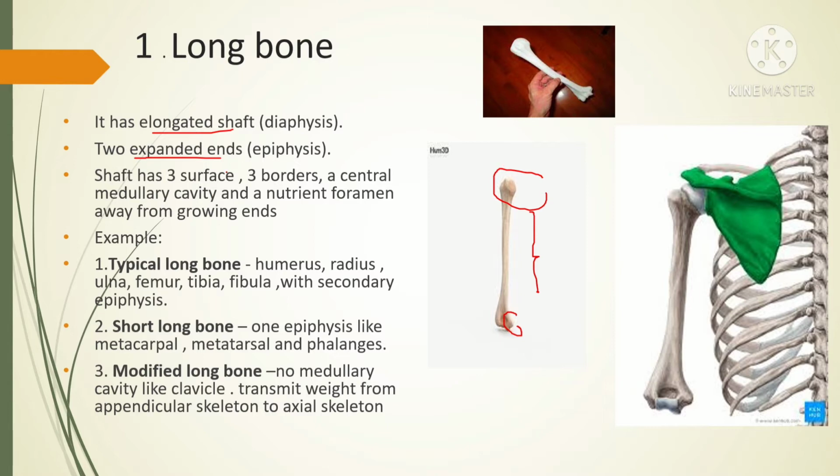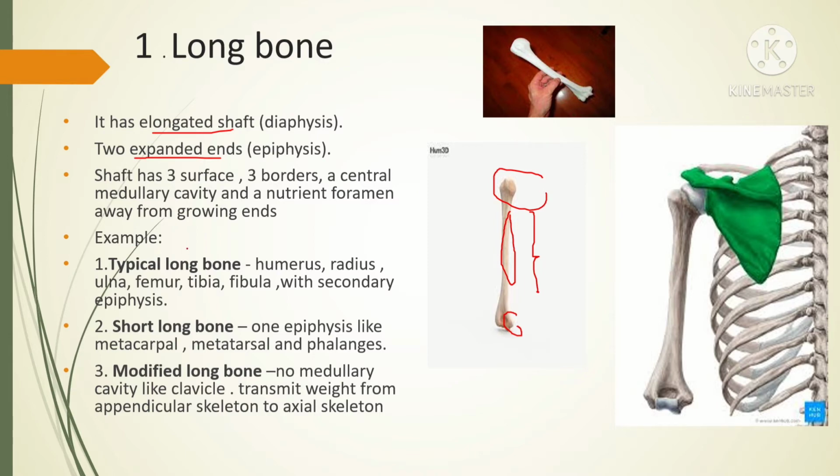The shaft has three surfaces, three borders, a central medullary cavity, and a nutrient foramen directed away from the growing end. The three surfaces are named based on direction: anterior, posterior, lateral, or medial. Borders are the same: anterior, posterior, medial, or lateral. Central medullary cavity: since there is a cavity in the bone, as everyone knows, we have bone marrow present in our bones, so the medullary cavity should be present. And the nutrient foramen, as the word says, is present to supply nutrients to the bones.